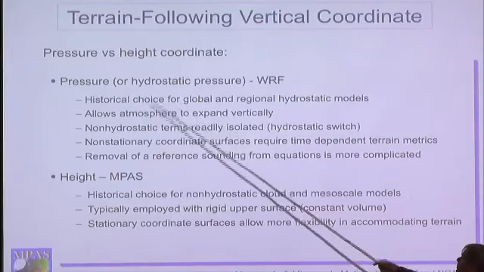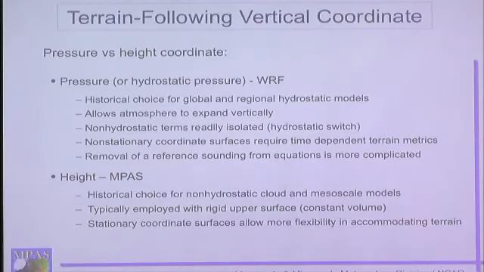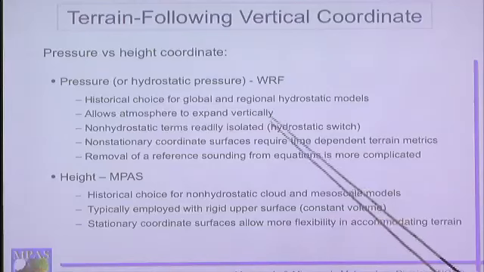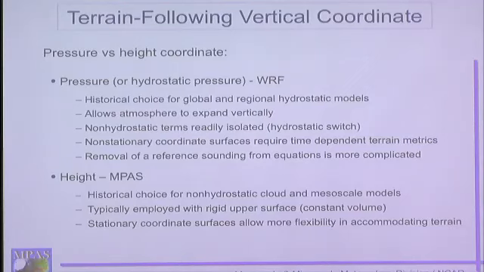In a pressure, or usually it's hydrostatic pressure, this is the coordinate that we've used in the WRF model that we've had a long time involvement with. And I would say that's the historical choice for global and regional hydrostatic models. Using a pressure-based coordinate allows the atmosphere to expand vertically. So if you have a constant pressure surface, if you're heating diabatically, the atmosphere can expand. If the mass in the column stays the same, the surface pressure does not go up.